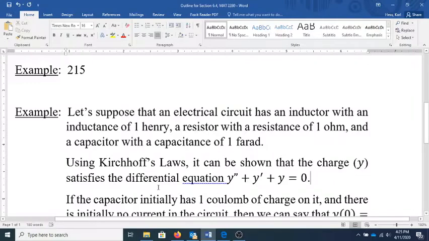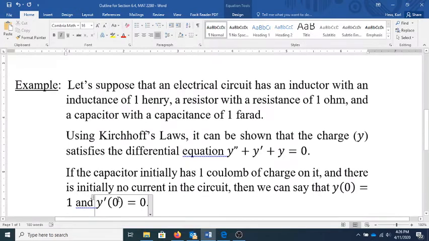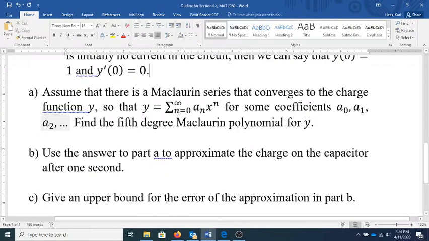Now we do need a little more information. We need some initial information about the state of the system, so I've provided that here as well. We're going to say the capacitor initially has 1 coulomb of charge on it, and initially there's no current in the system. Initially would be when time, our input variable, is 0. So if initially we have 1 coulomb of charge, then y of 0 would be 1. Now current is the rate of change of the charge. We usually think of it as flow rate, but you could think of it as the rate of change of the charge. So current is the derivative of the charge. If there's initially no current in the system, then y prime of 0 is 0. Now we've got enough information to get started.